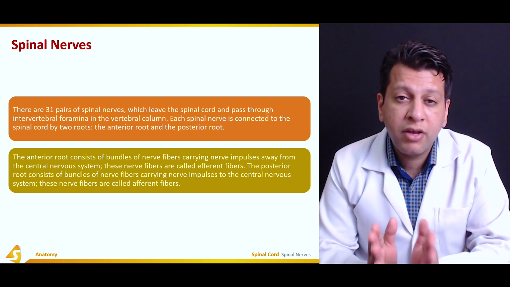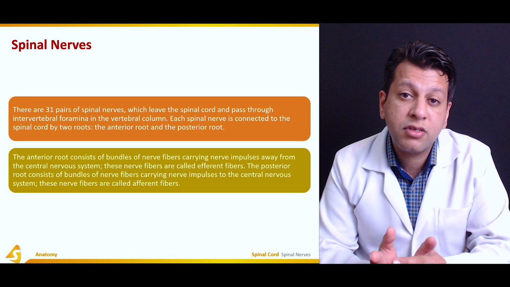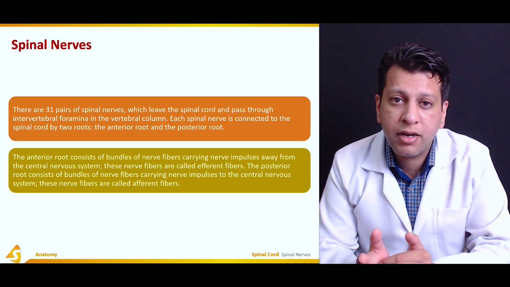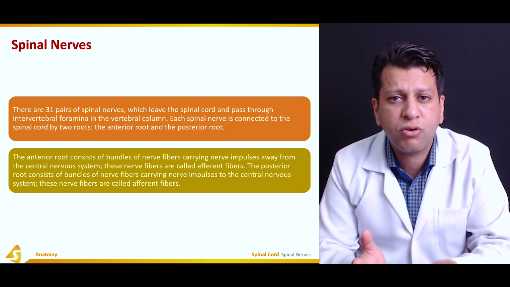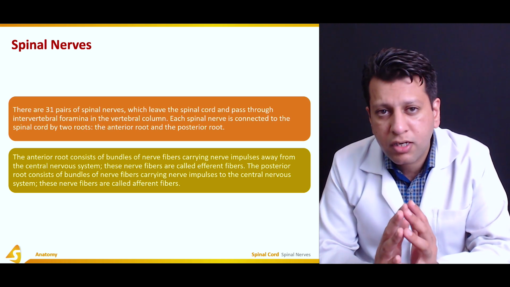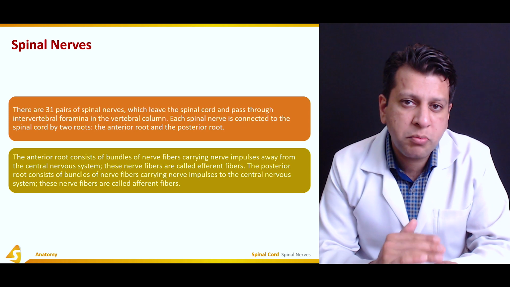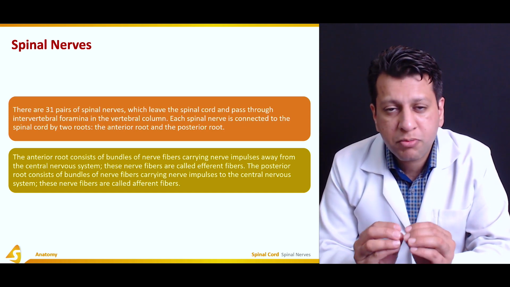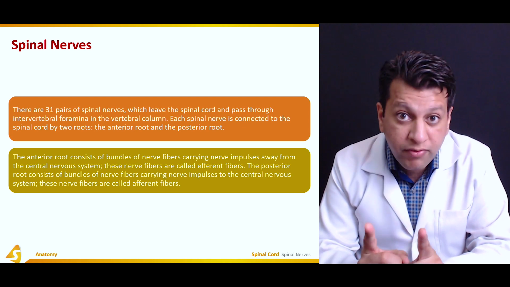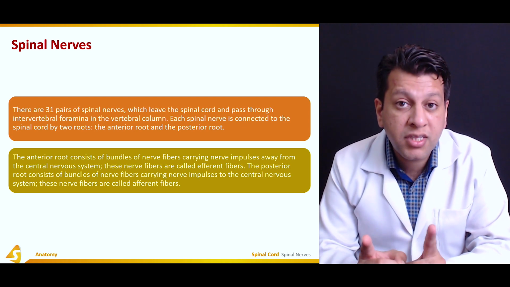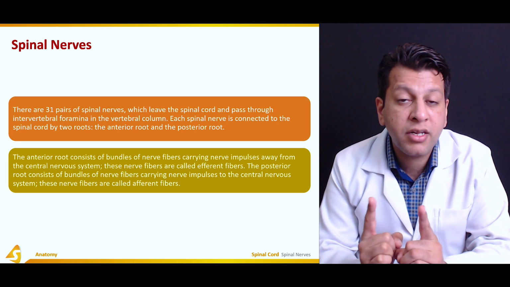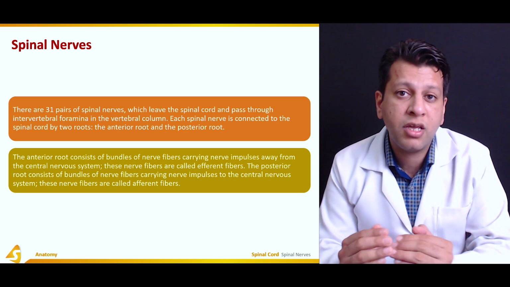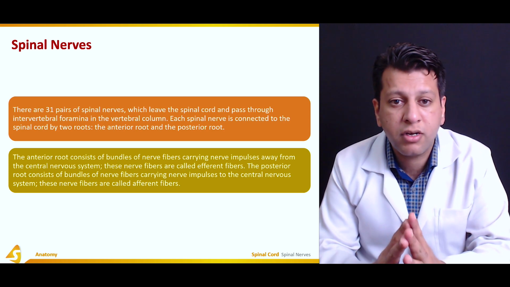Now remember, we've just discussed that there are 7 cervical vertebrae, then 12 thoracic, 5 lumbar, 5 sacral, and 4 coccygeal. But actually the nerves are not arranged like this. The spinal cord ends at L1. So there are 7 cervical vertebrae, but from C1 to C8 there are 8 cervical spinal nerves. So it is not exactly the same as the vertebra number.